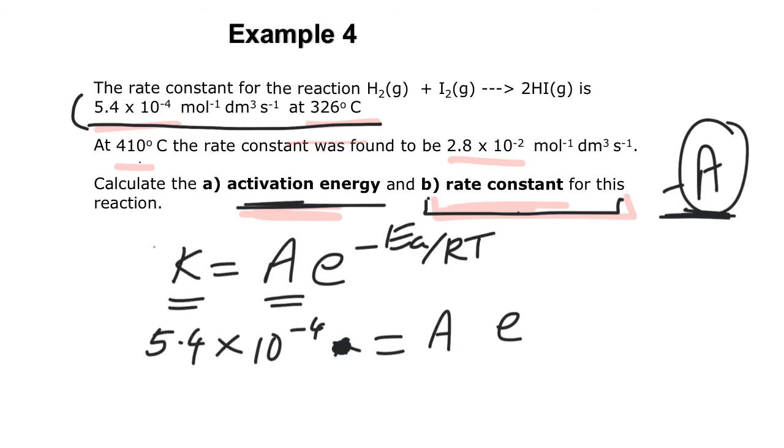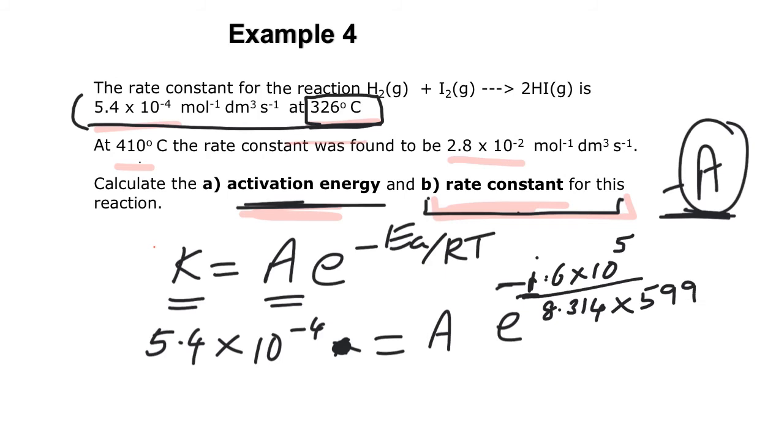We already know EA, so I'm going to just substitute the value here, 1.6 times 10 power 5 divided by 8.314 for the gas constant times the temperature. So I'm going to use this but convert it to Kelvin. So that's 599. Simplifying this and solving for A. So find this answer and divide by this answer.